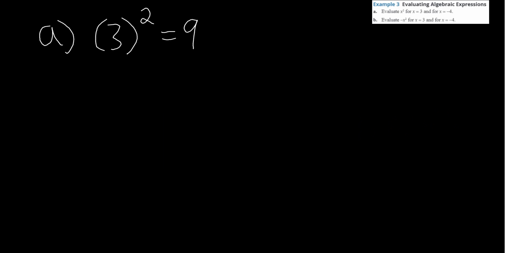And then negative 4, okay, so negative 4 squared, well, negative 4 times negative 4 is a positive 16, because 4 times 4 is 16, right? And a negative times a negative is also a positive, so this is going to be a positive 16.